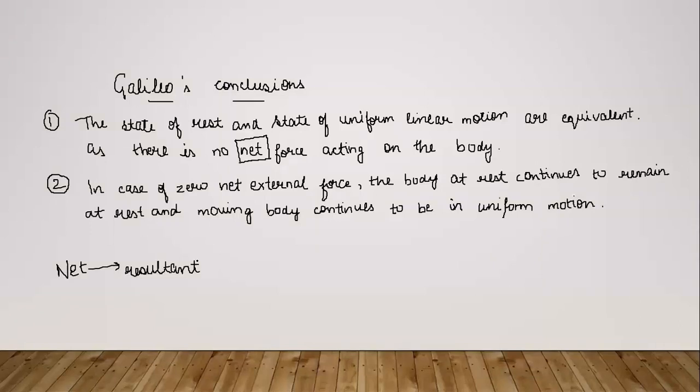Obviously, they are different because in one case the object is at rest, it is not moving, and in the second case the object is moving with constant velocity, but their background is the same, because in both cases the net force acting is zero. And the second statement here says, in case of zero net external force, again see here the word net is there, that we are talking about the resulting external force.